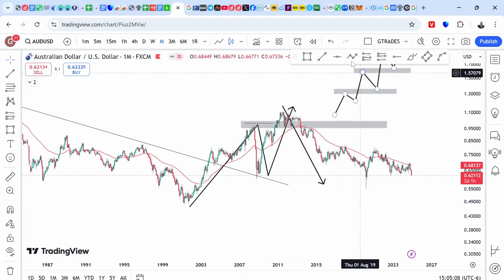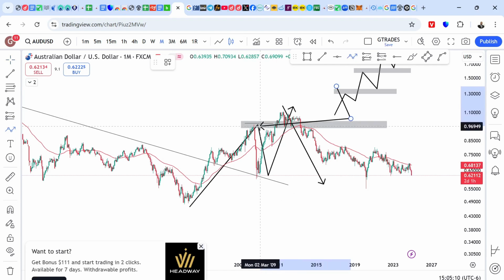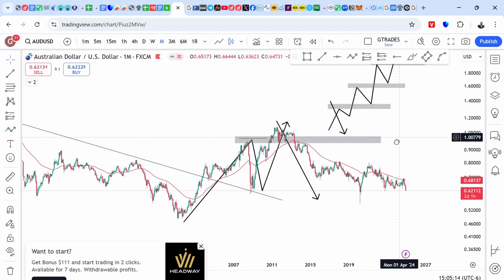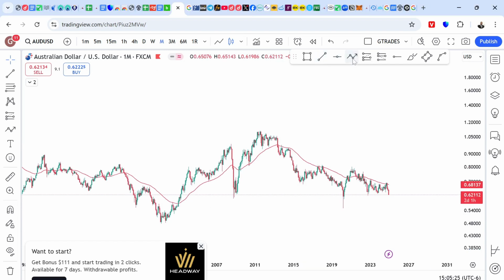Why is it for sellers? The moment price gets to this high, price sold. Price got here, it sold. So we're selling, right? Now, if you look at it, price has been on a bearish movement from here to here. Did you see that?